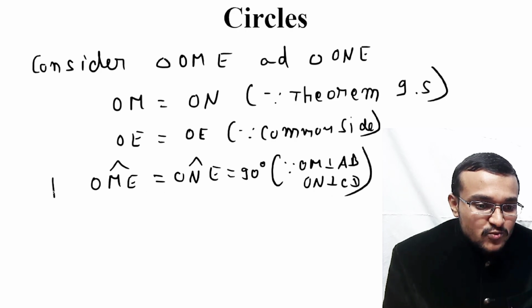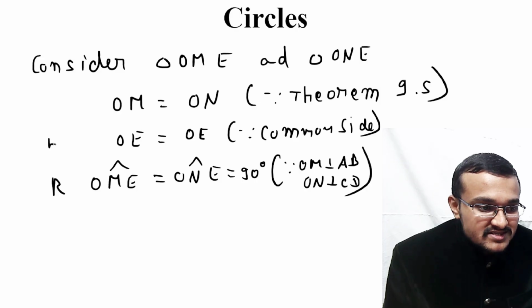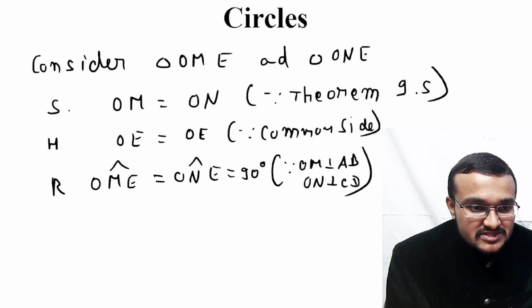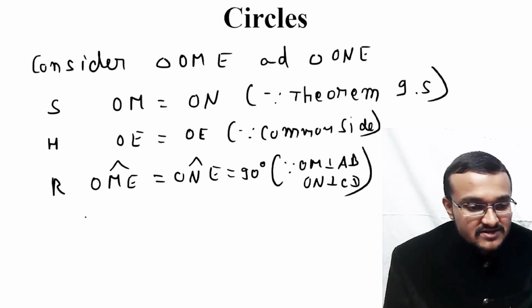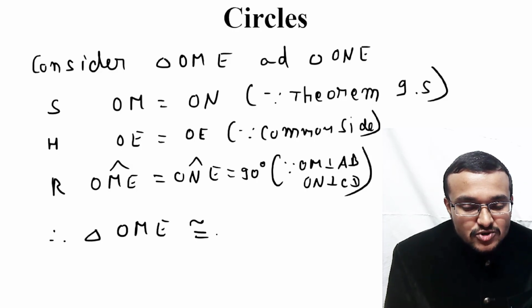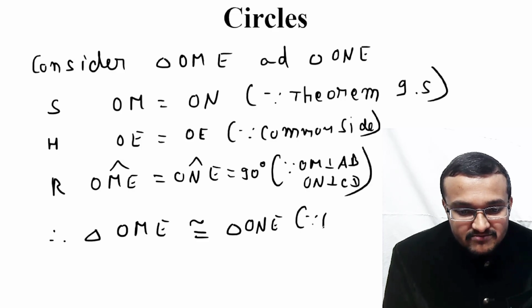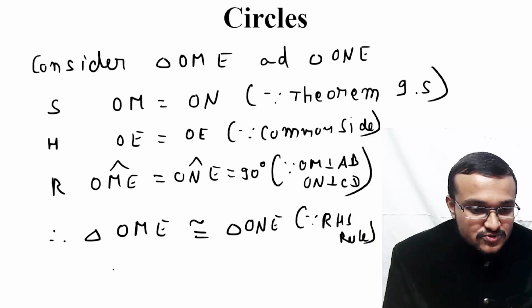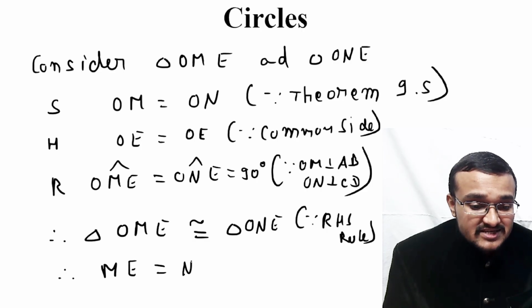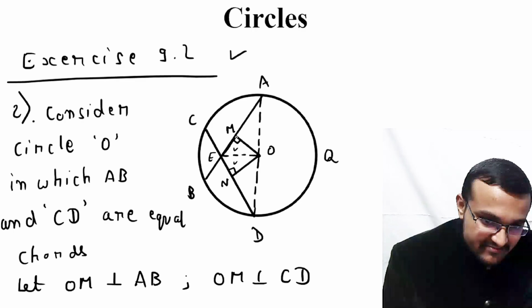So now one right angle is equal in both, the hypotenuse is also equal, and one side is equal. So therefore triangle OME is congruent with triangle ONE. This is from the RHS rule. So therefore ME is equal to NE. That is, this particular side ME is equal to this particular side NE.